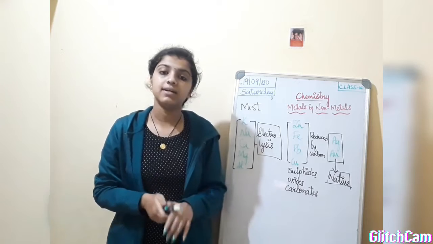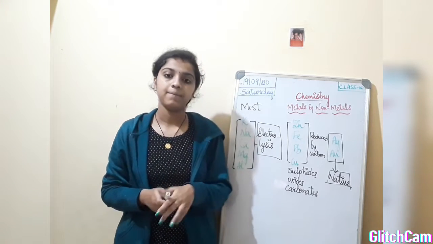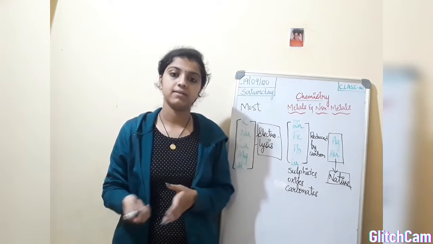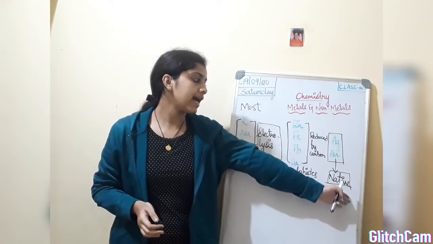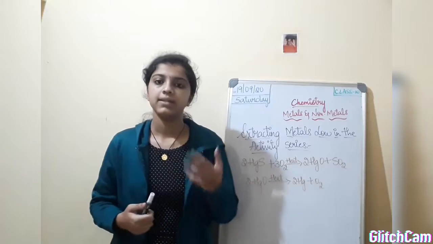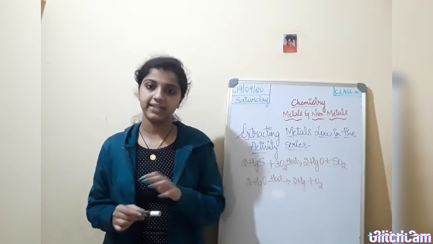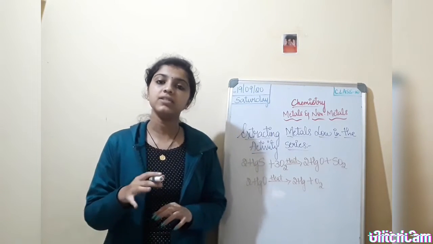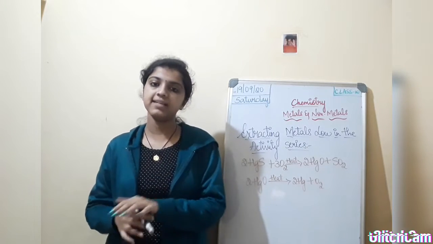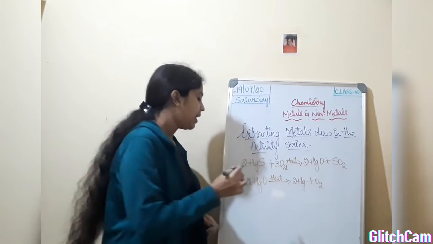So now let us learn the different processes of how to extract metals, ranging from the lowest reactive to the most reactive. Next, we have extracting metals low in the activity series. Generally, the metals which come low in the activity series are very unreactive.